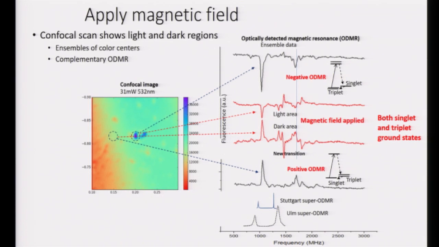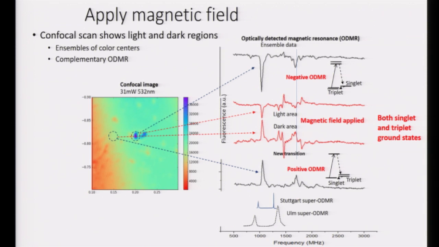If you look in an ensemble, you have different regions to the crystal. Okay? In the bright region, you have the magnetic resonance with a negative contrast. In the dark region, you have positive contrast. You can see these are mirror images of each other. And you can see multiple lines, so there's probably more than one color center with very similar properties. Slight differences between them. Turn on the magnetic field, and the third one pops up. And an extra one pops up.